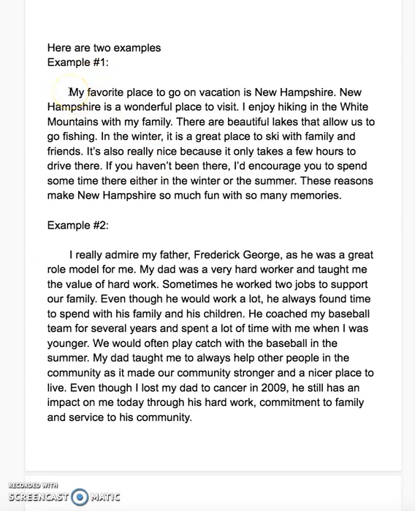So here's a paragraph in the topic sentence. My favorite place to go on vacation is New Hampshire. So this is the topic sentence. It's the first sentence in the paragraph, and it's indented. When we indent, it makes it easier to read rather than just having all the sentences go one right after the other. So it's indented, so we know that this group of sentences are related.